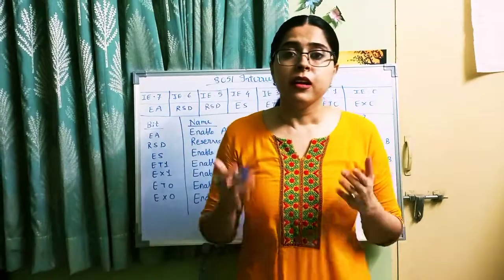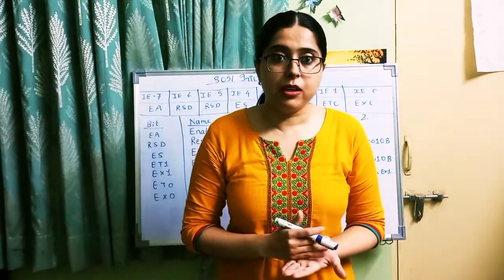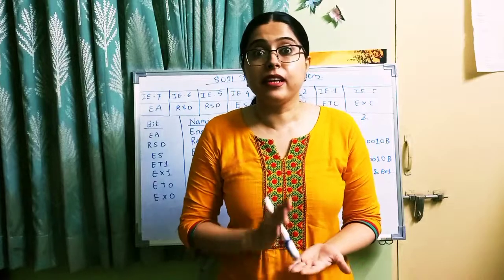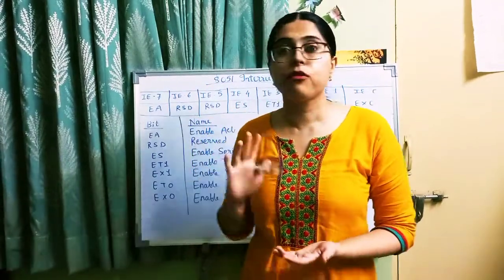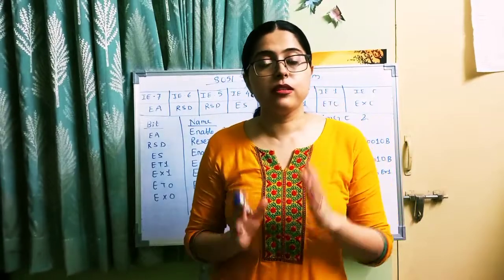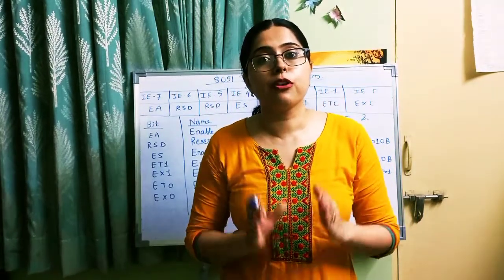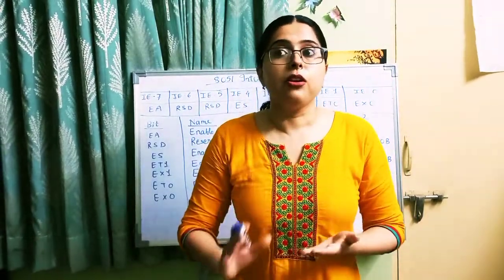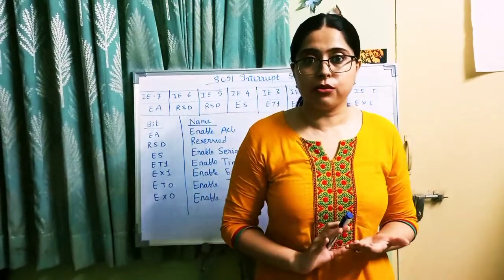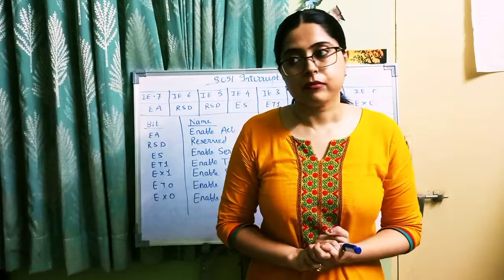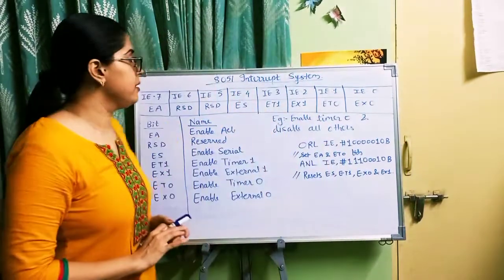The interrupts can be enabled or disabled by setting or clearing the bits of the interrupt enable register which I have drawn. This interrupt enable register plays a very important part in enabling or disabling the interrupts which will be received by the microcontroller. Clear? Fine. Now let's see the details.